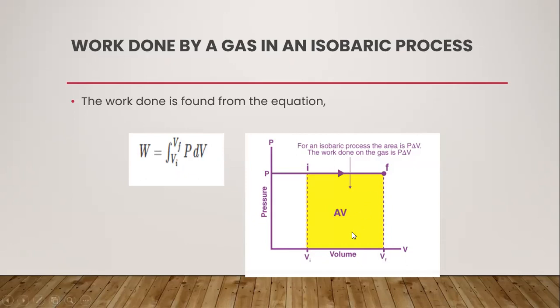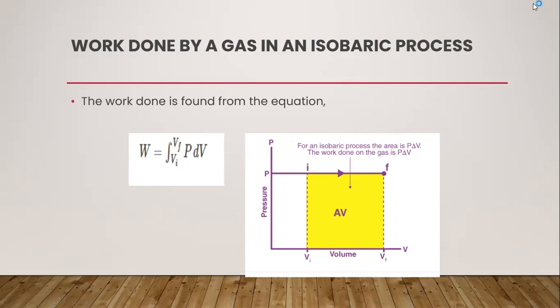In the next slide, here you can see the work done by the gas is nothing but the constant pressure with respect to the change in volume. So this is the rectangular area as per the graphical illustration. This area covered under the rectangle region describes the physical work done by the gas.